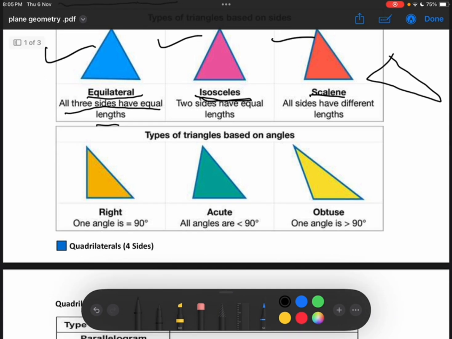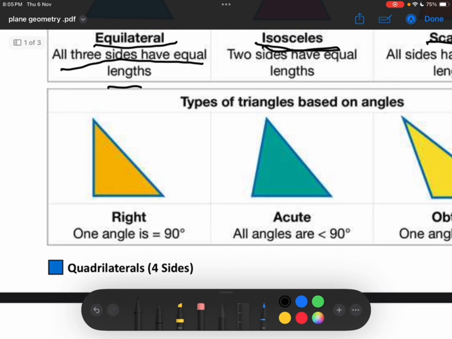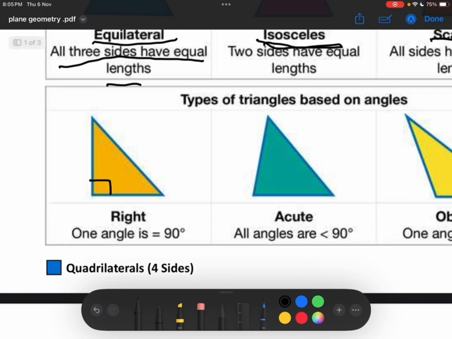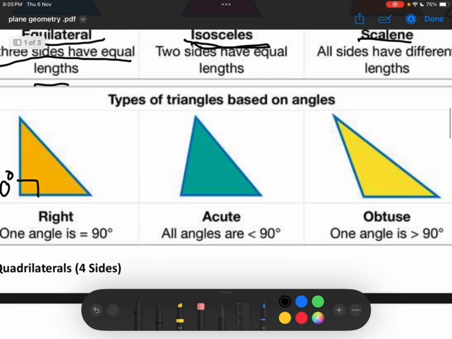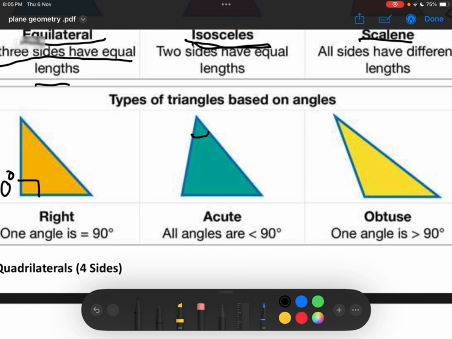If we divide the triangle on the basis of angles, there are also 3 types. First one is right angle. A right angle triangle is one where there is one angle of 90 degrees. Then next is acute. If all 3 angles are less than 90 degrees, they are acute, so we will say the triangle is an acute triangle.